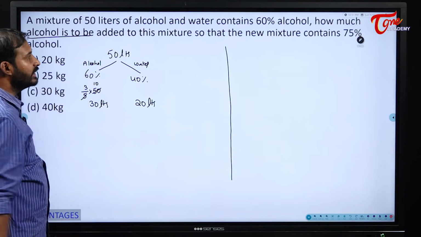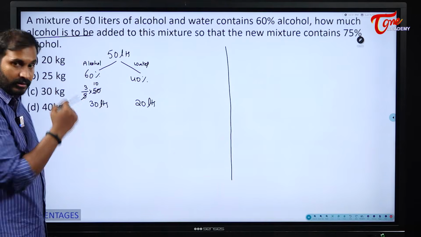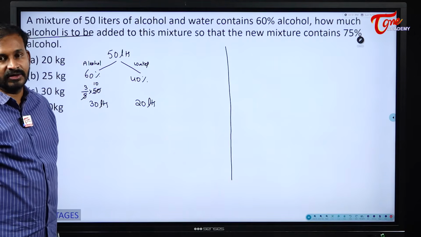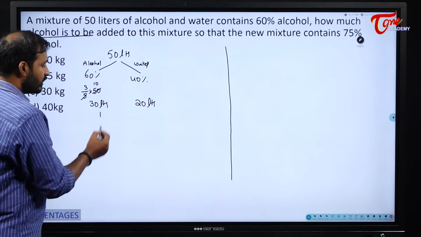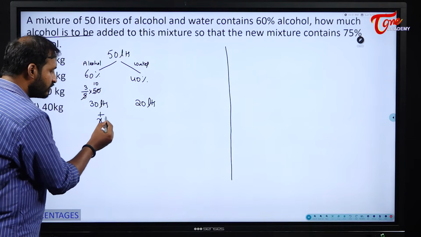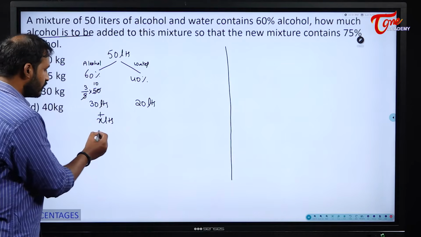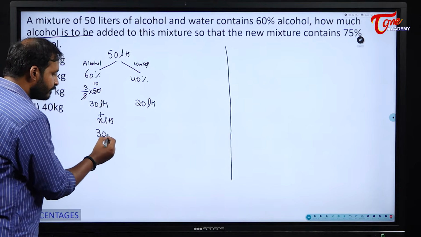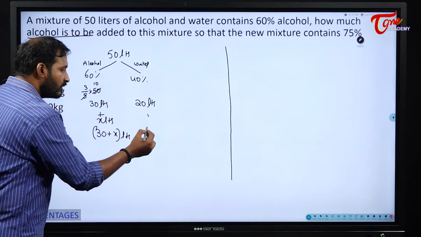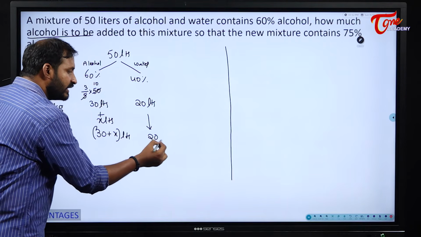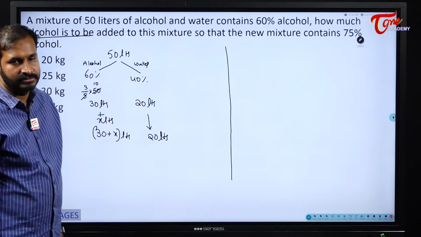To this, what are we adding? We are adding alcohol, right? So that the new mixture contains 75% of alcohol. Now, please observe here. We are adding only alcohol, right? We don't know how much, so let us assume that this is X liters. We are adding X liters. So, now quantity becomes 30 plus X liters. When it comes to water, water still remains the same, 20 liters only, right? Is there any change in water? No. Why? Because we are not at all adding water.